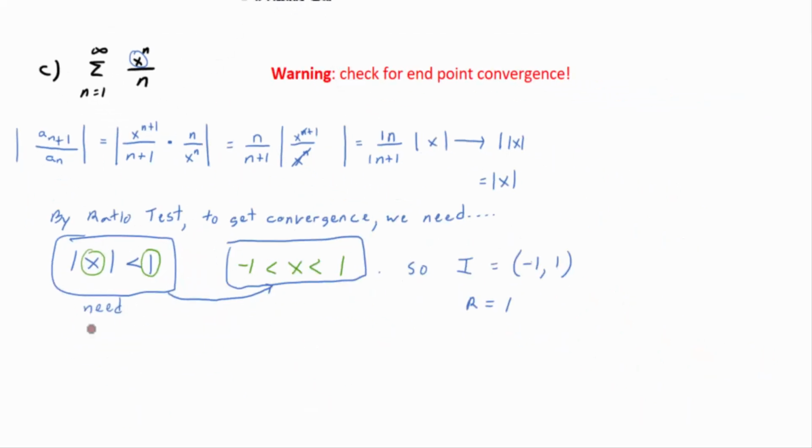So this is what the warning was about. Check endpoint convergence. Check for it, because you won't necessarily get it. Check for endpoint convergence.